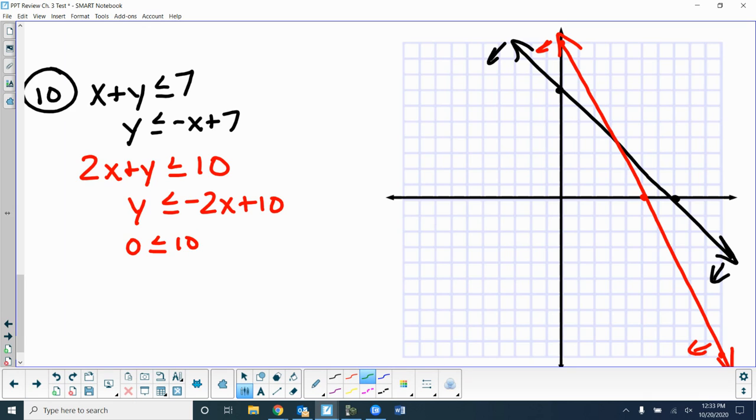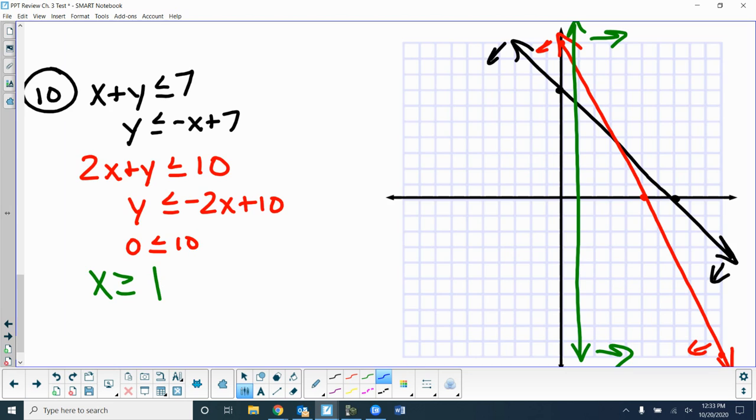Next one. X is greater than or equal to 1. Autumn, what's that look like? Up and down. You mean vertical? Yeah, very good. Through the 1. So that's this one. It says greater than, so is that right or left? Anybody? Right.